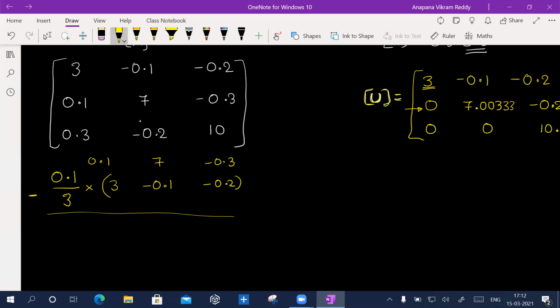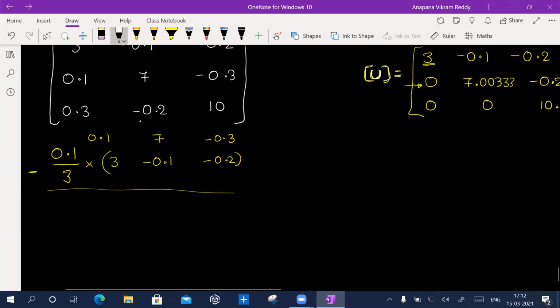So therefore, now this is my multiplier, 0.1 by 3. What is the value of 0.1 by 3? 0.1 by 3 is equal to 0.333 and so on, right?